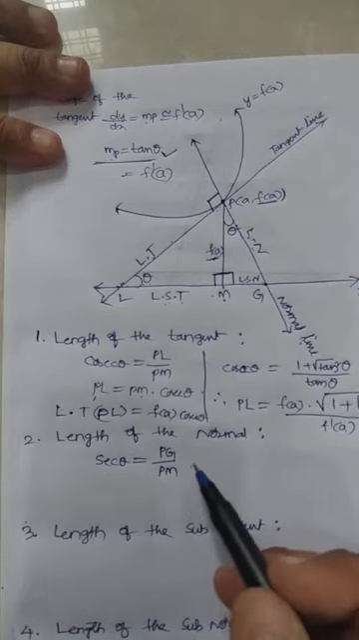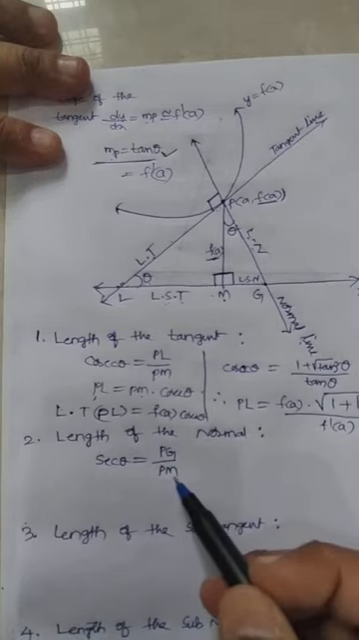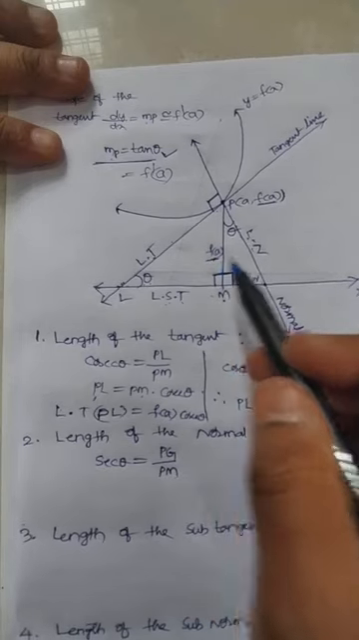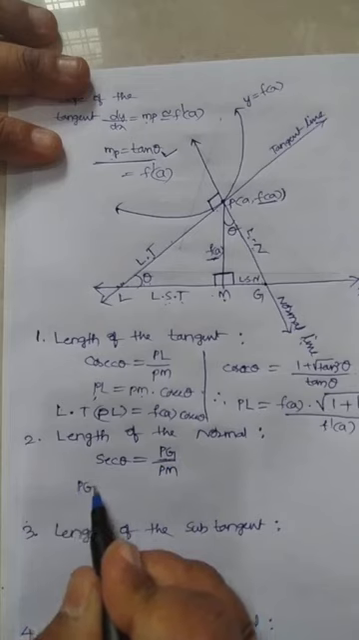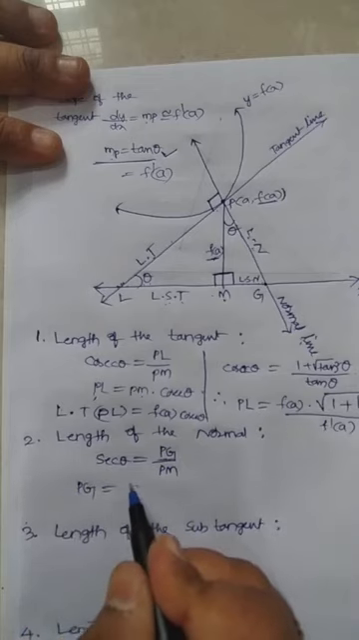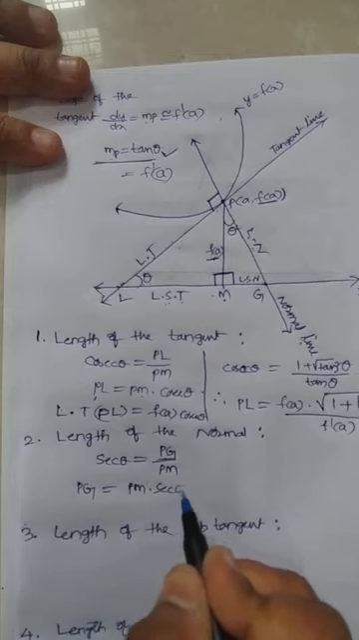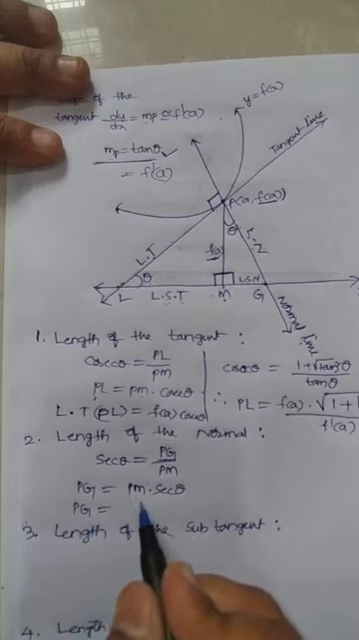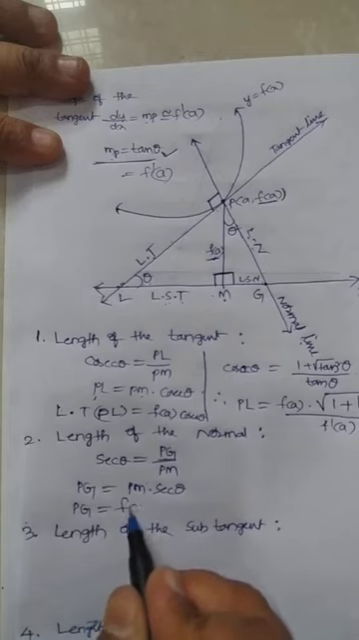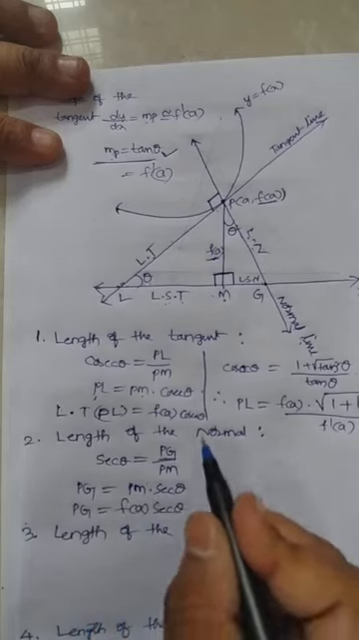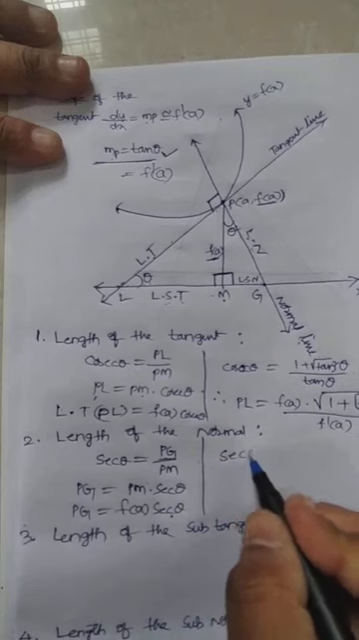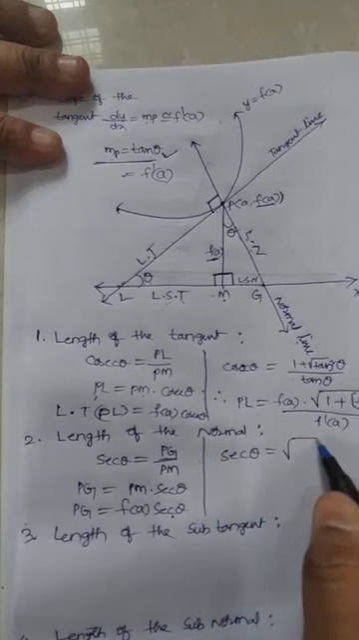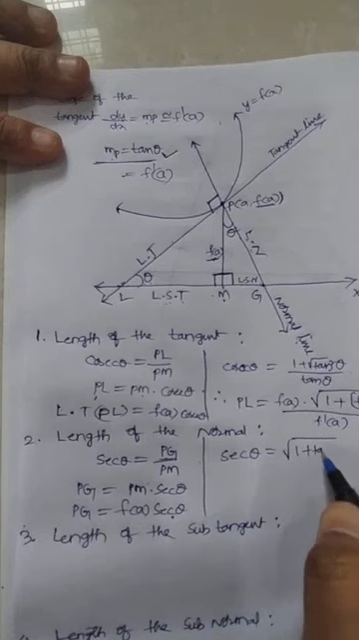PM bar value is well known, so I am going to get PG bar, which is the length of the normal. PG bar can be written as PM bar into sec theta. So PG bar is equal to f(a) into sec theta. Now sec theta I can write in terms of tan theta: secant theta is equal to under root of 1 plus tan square theta.